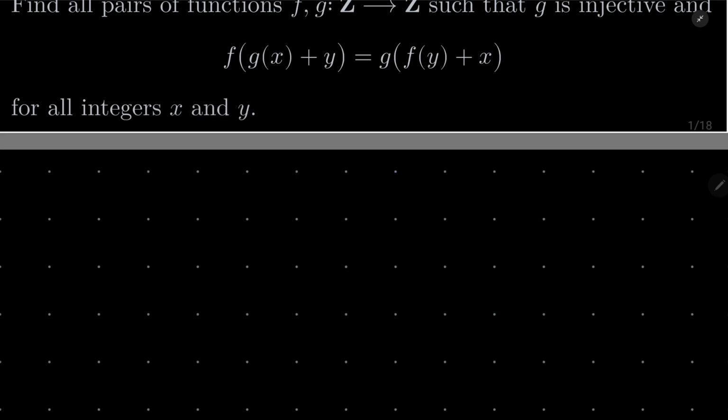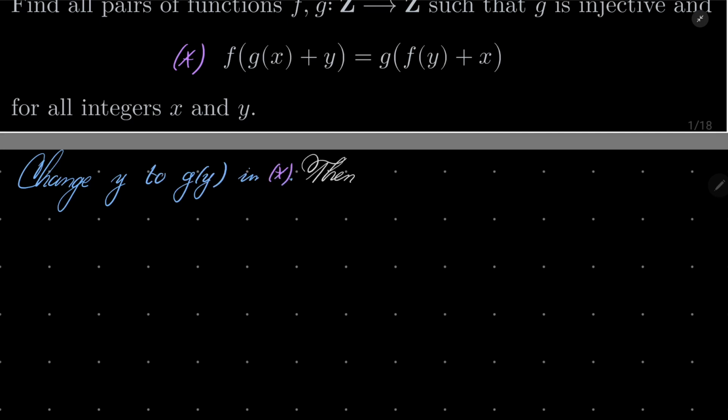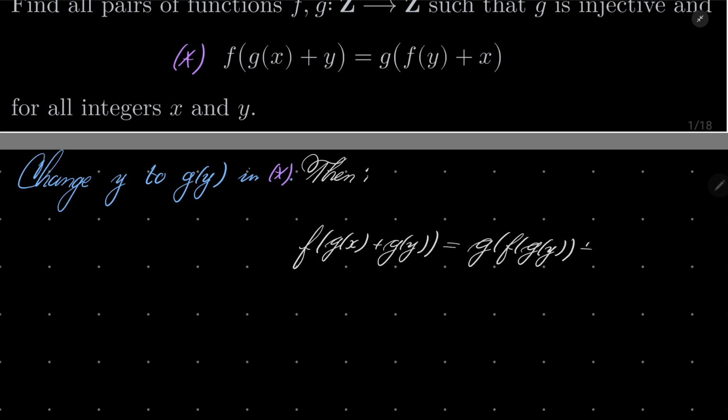Alright, so here is my solution. As I suggested, let's mark our equation by asterisk, and I will start with changing y to g of y in our condition asterisk. What then? Then we have the following. F of g of x plus g of y equals g of f of g of y, because I have changed y to g of y, plus x.